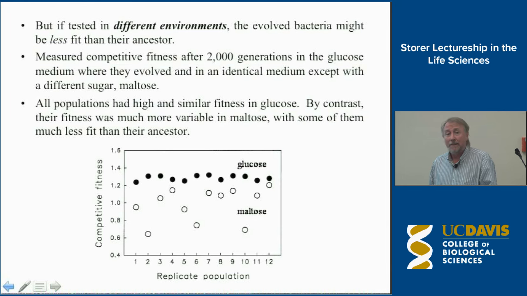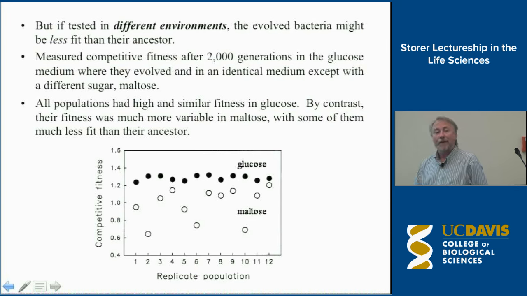But we can test them. We can do those competition experiments in different environments from the ones where they evolved. This is just summarizing some data from way early in the experiment, from generation 2000, where these black symbols show the relative fitness after 2000 generations in the environment where they evolved, with glucose as the limiting carbon source. You can see that all the populations are about 20 or 30% more fit than their ancestor. Fitness is about 1.2 or 1.3.